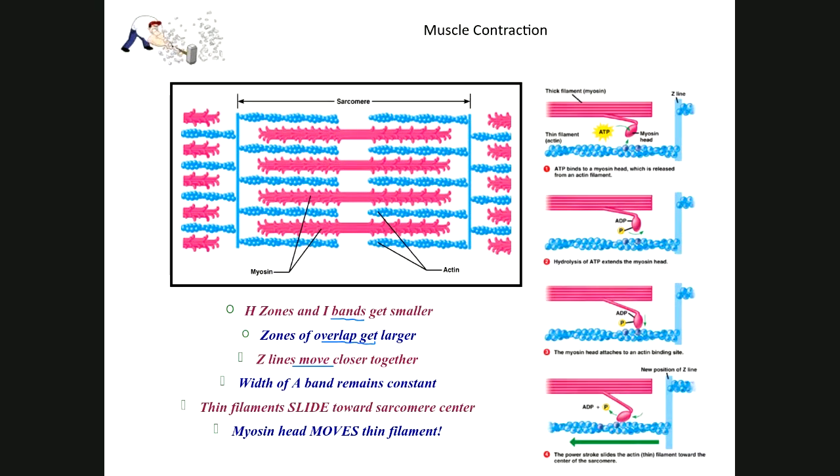The width of the A band is going to remain the same, and this sliding filament theory explains how the myosin head walks over the actin as muscle contraction occurs. So the I bands disappear, the H bands disappear, the A band remains the same, and the length of the thick and thin filaments remains the same.